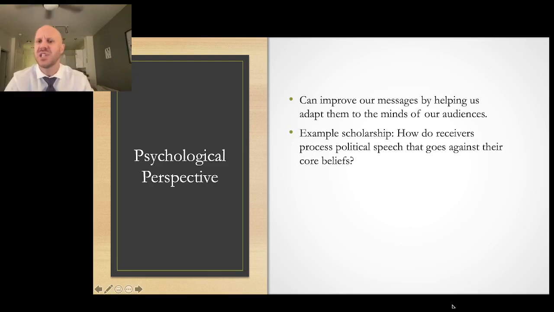Here's a research question. How do audience members process a political speech that goes against their core beliefs? Okay, so in this study, we're examining how does an audience listen to an argument that's being made in a political speech, an argument that they're already kind of disagreeing with. And we might study that and come to an understanding of how does an audience respond to a message like that. And this is psychological.